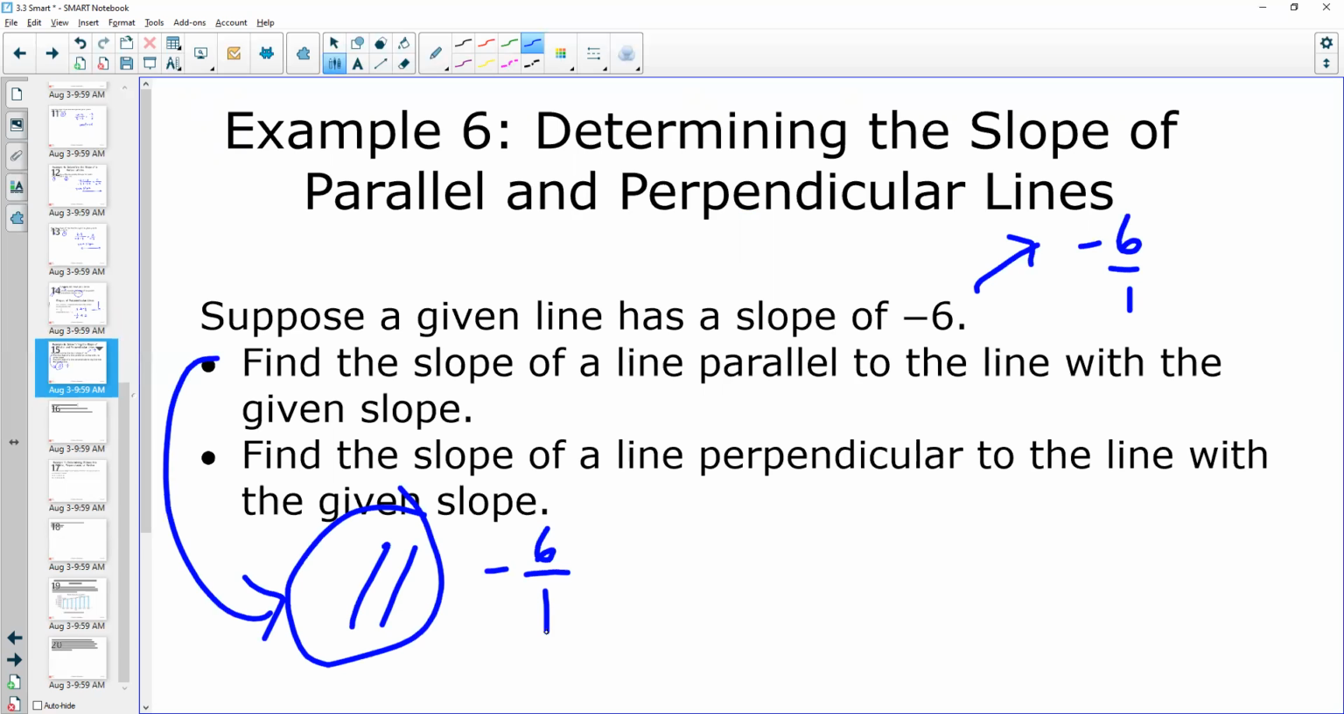The slope of the perpendicular line is flip the fraction and change the sign. So I'm going to flip 6/1 to make it 1/6. It was negative, so it becomes positive.